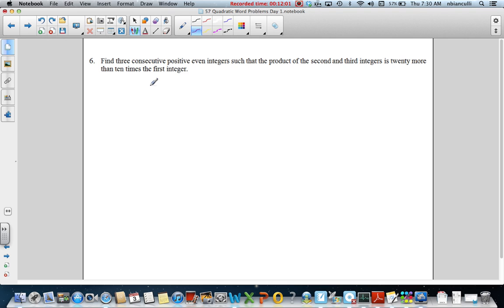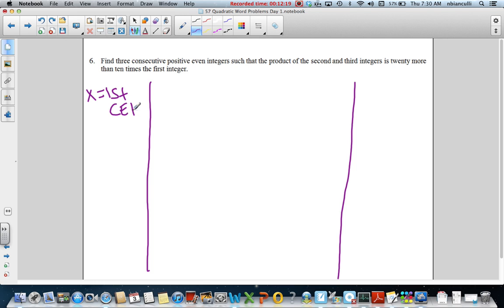So find 3 consecutive positive even integers. So I'm setting up. Now notice I'm making my middle column a little wider. So 3 consecutive positive even integers. So consecutive evens, we have 3 of them. So we're going to start off with x is the first one. x plus 2 is the second. x plus 4 is the third.